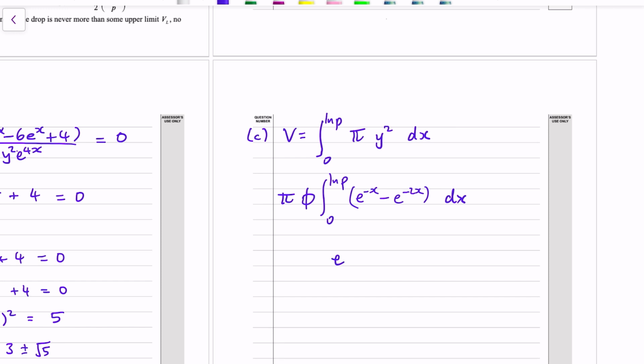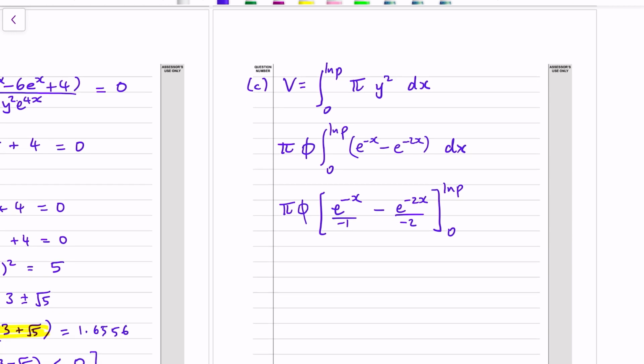So it's not a bad question. e to the minus x antidifferentiates to itself divided by -1, minus e to the minus 2x antidifferentiates to itself divided by -2. And that's between ln p and 0. You have to be careful with definite integrals when you sub in 0. With polynomials, when you sub in 0, they often go to 0, but e to the power of -0 is not 0.